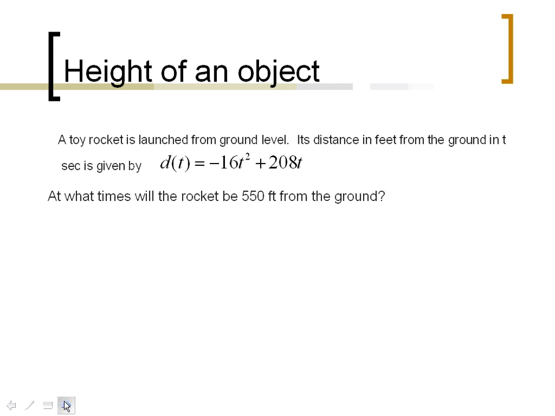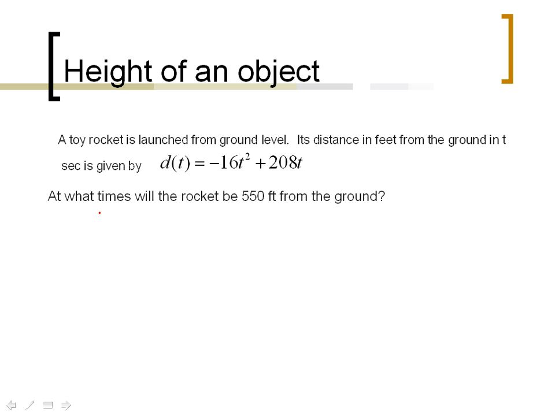Now, another application you're going to deal with is the height of an object. It says a rocket is launched from ground level. Its distance in feet from the ground in t seconds is given by d of t, which is equal to negative 16t squared plus 208t. At what times will the rocket be 550 feet from the ground?